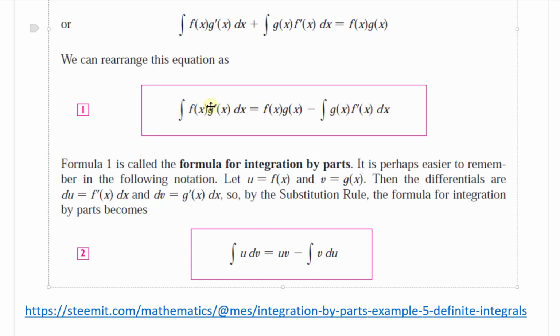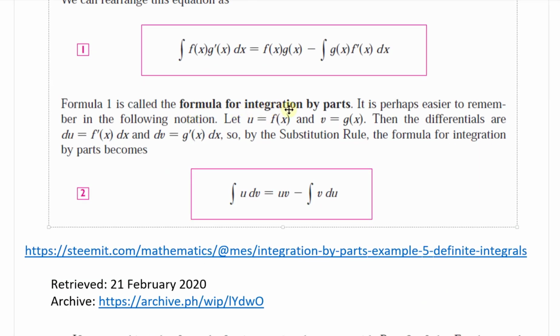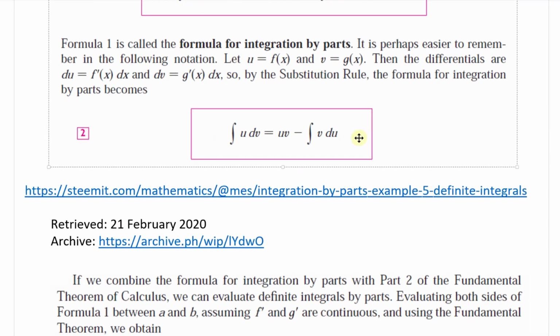Notice all we're doing is changing which one's the derivative and which one's not. So f g prime equals f times g minus the integral of g times f prime. It goes from g prime to f prime. Formula 1 is called the formula for integration by parts. It is perhaps easier to remember in the following notation. Let u equals f of x and v equals g of x. Then the differentials are du equals f prime of x dx and dv equals g prime of x dx. So by the substitution rule, the formula for integration by parts becomes the integral of u dv equals uv minus the integral of v du. So yes, just rearrange it like that.